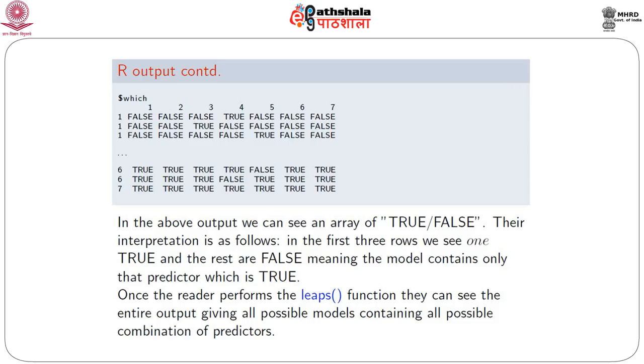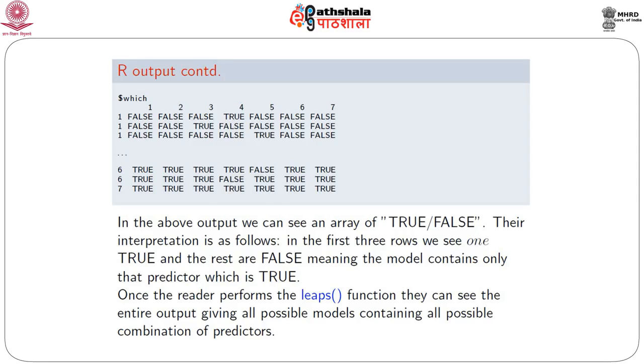In the above output, we can see an array of true and false. Their interpretation is as follows. In the first 3 rows which are included in the output, we see 1 true and the rest are false, meaning the model contains only one predictor, which has true, and the others are not present.